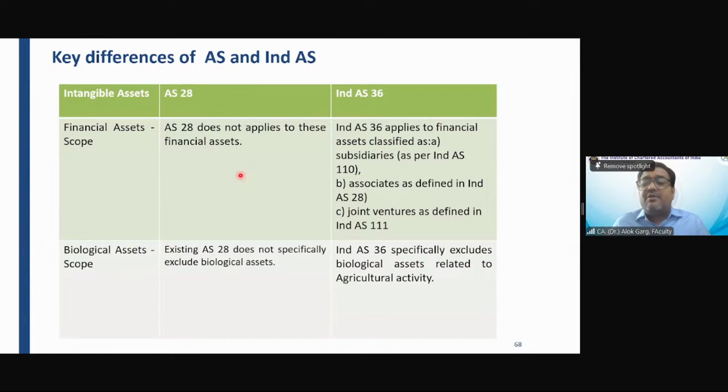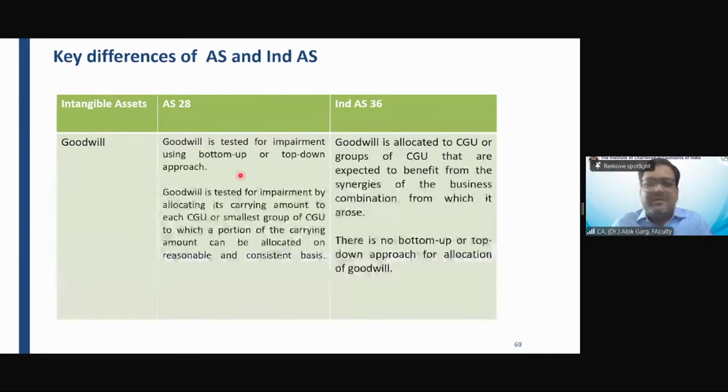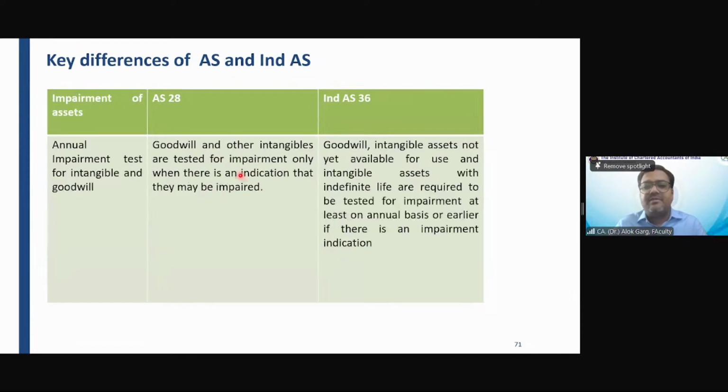So friends, talking about the difference between AS 28 and Ind AS 36. Financial asset and biological asset: AS 28 does not apply to financial asset. AS 28 does not specifically exclude biological asset, but Ind AS 36 specifically excludes financial asset and biological asset as well. Goodwill: if goodwill is impaired in accounting standard, it can be reversed. But in Ind AS 36, once goodwill is impaired, it cannot be reversed. Okay.